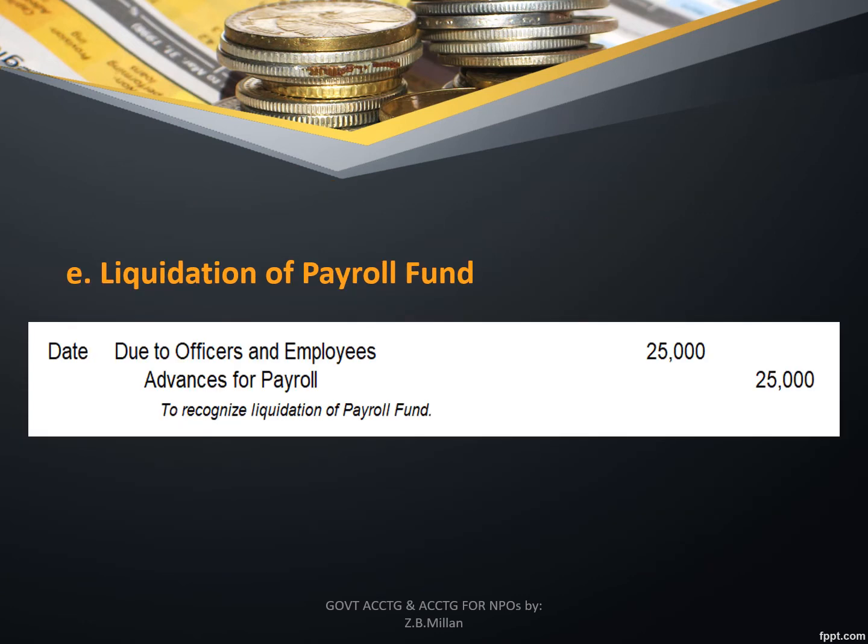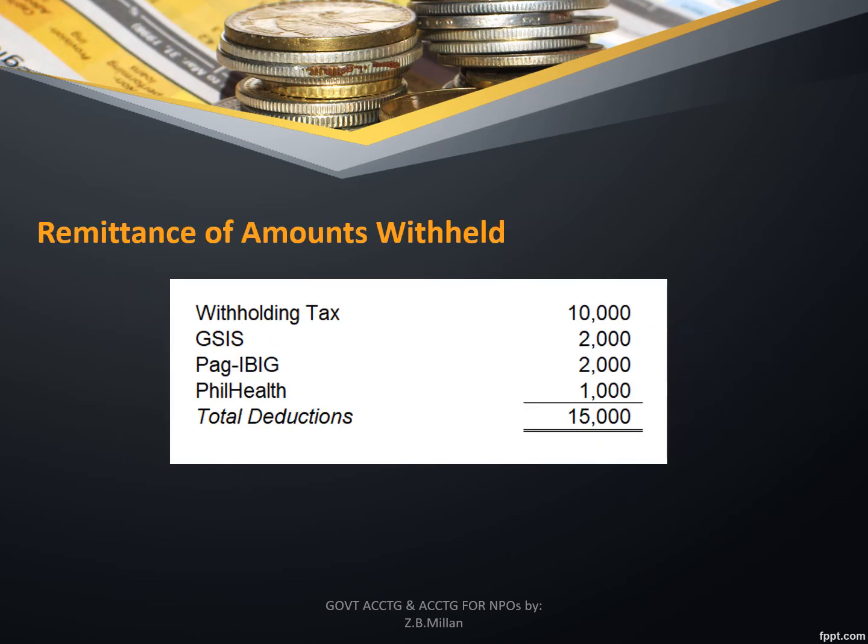Lastly, liquidate natin yung payroll fund. So, paano ba nil-liquidate yung payroll fund? Kapag yung disbursing officer is napamigay na yung amount to be received ng ating mga employees. Kapag naipamigay na ng disbursing officers yon, the corresponding due to officers and employees will be extinguished. So, mawawala na yon since na yung liabilities na bayaran na, and then yung advances for payroll ay maliliquidate na rin.